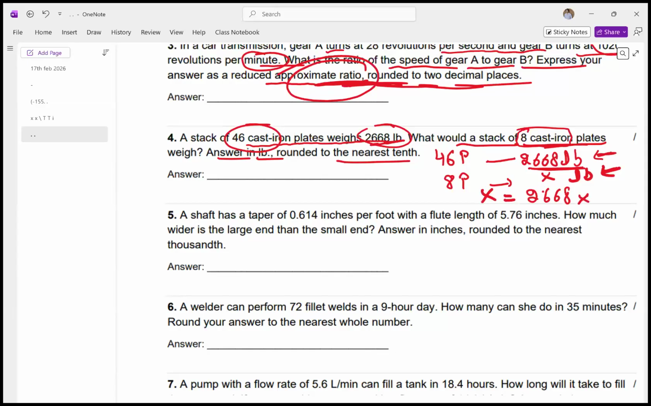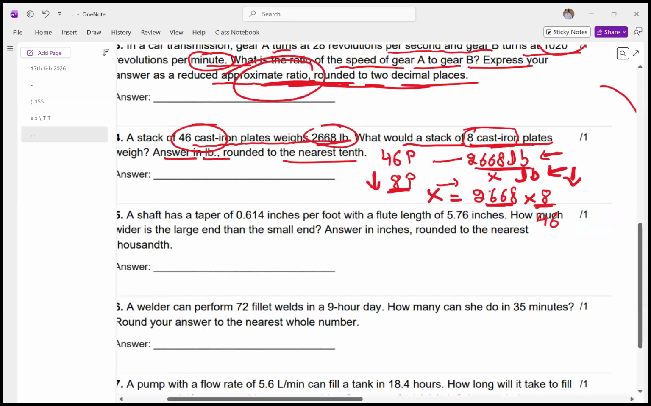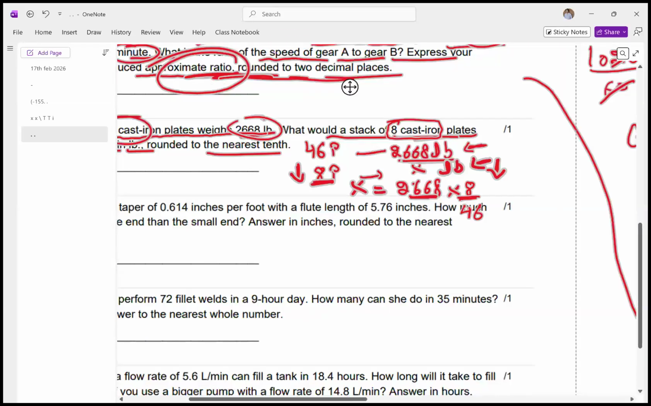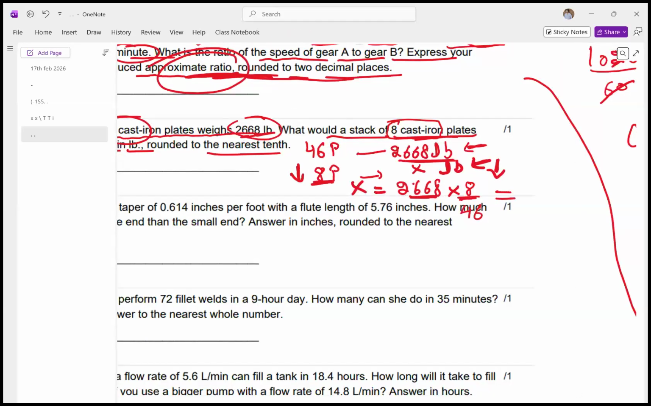Now, do I want to increase this number or decrease this number? I'm trying to find it for 8 plates. The number of plates goes down, so the pounds should go down also. So I'll multiply with the smaller number on top because I want to reduce this value. So 8 divided by 46. That's what I'm gonna do, and that's gonna give me the answer. So this will give me the number as 464.